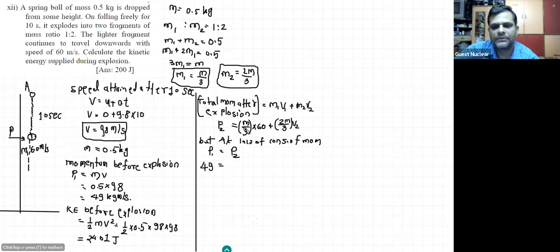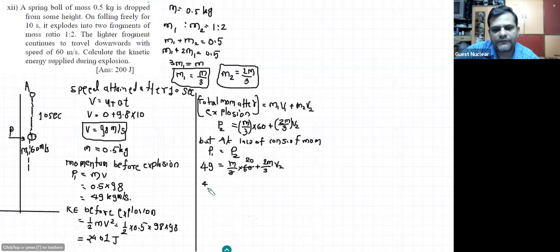Where p2 is made up of two terms, one of which is m/3 into 60, and the second one is 2m/3 into v2. So we can just put them as they are. So here it will be m/3 into 60 plus 2m/3 into v2, where v2 is to be found out. Here we can cancel out the 3 and 60, leaving behind 20.